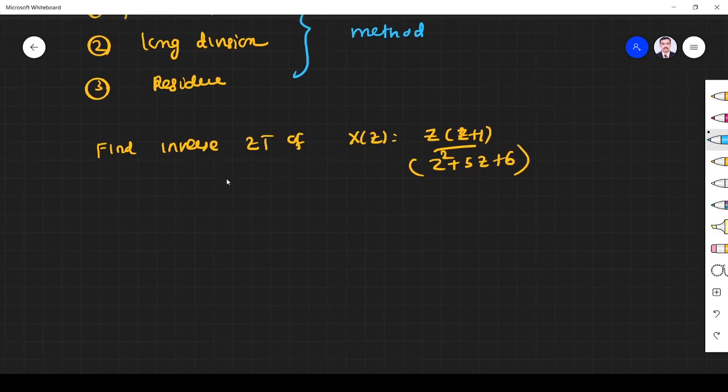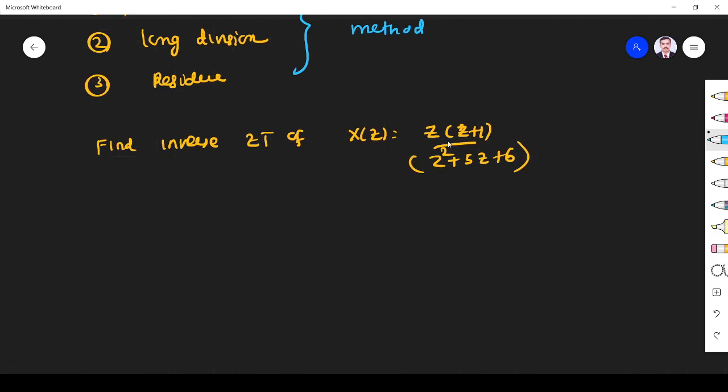Okay. First question is find the inverse Z transform of X of z is equal to z into z plus 1 divided by z square plus 5z plus 6, by using partial fraction method. So how can we find? Let us see. The solution is, whenever you solve the problem by using partial fraction method, you first make it in the form of X of z by z. First you bring this format, right? So it will be easy at the end. That's why we are making X of z by z.